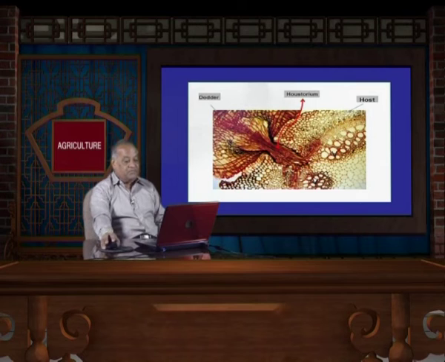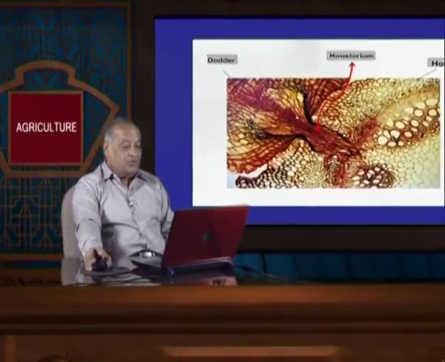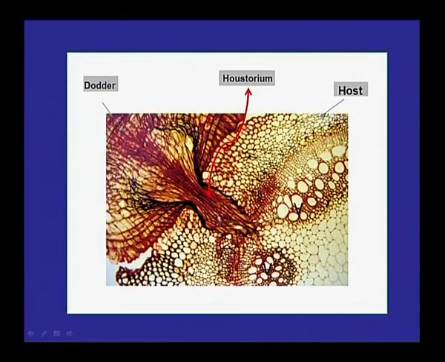This is the picture showing how the haustoria of the daughter plant are entering inside the tissues of the host. You are seeing haustoria here, entering inside the host tissues behind the pericycle, and these are the vascular bundles too. You see V is written here, vascular bundles of the host plants, and haustoria are entering inside the vascular bundles to absorb nutrients and water.